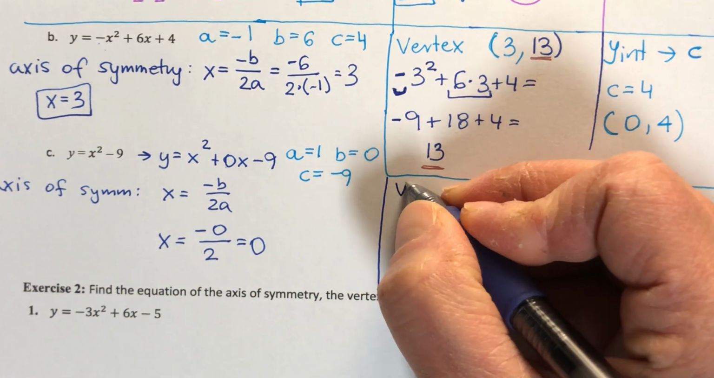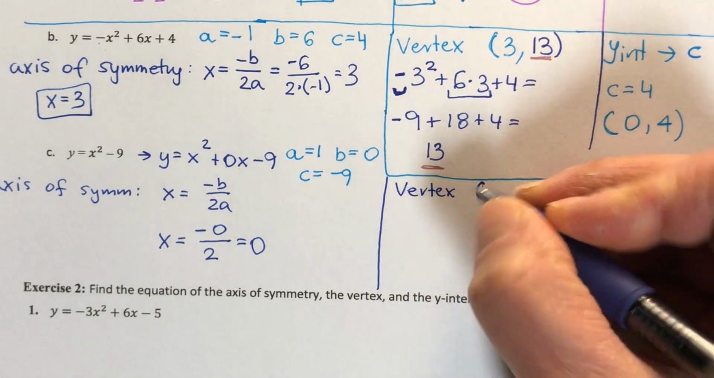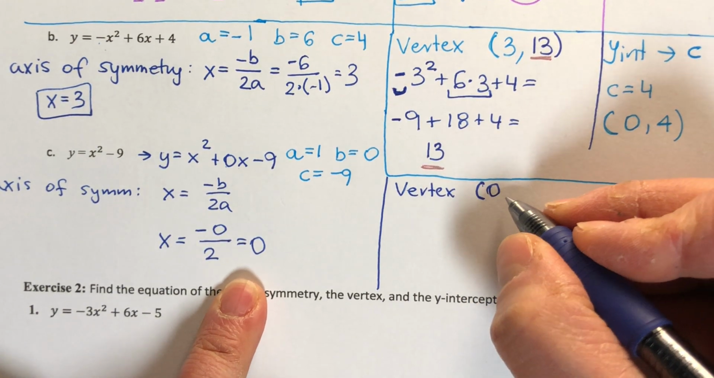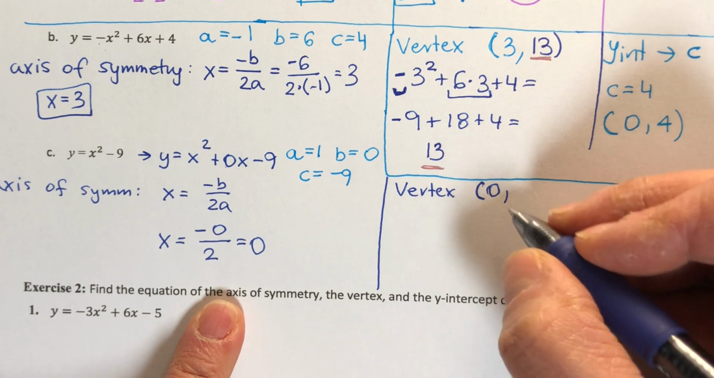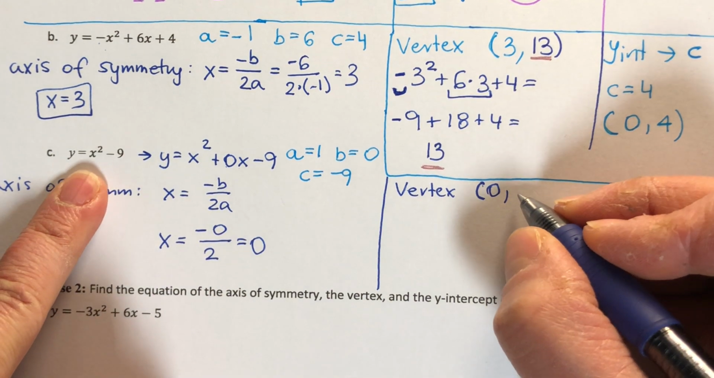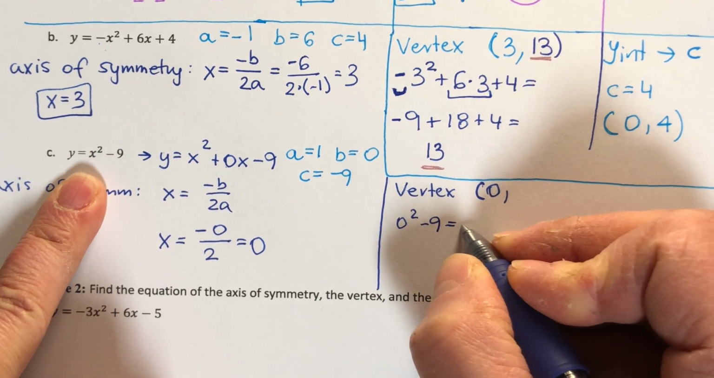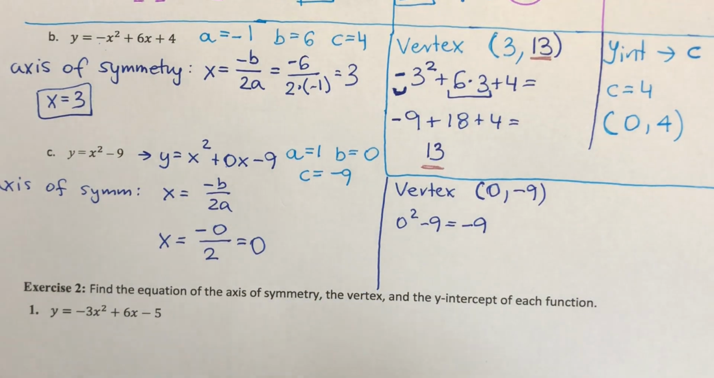For the vertex, again, I am going to do the same thing. I know that this is the x-coordinate of my vertex. And what I'm going to do with the 0 is plug it in everywhere inside of my formula. So I will have 0 squared minus 9. And that is equivalent to negative 9. I will put it as the y-coordinate of my vertex.